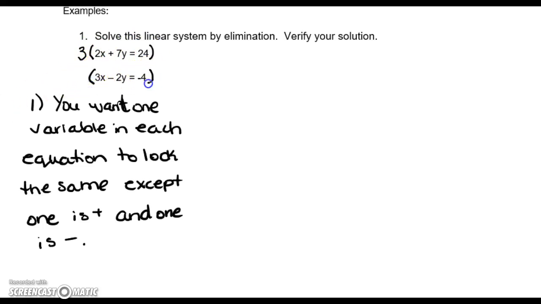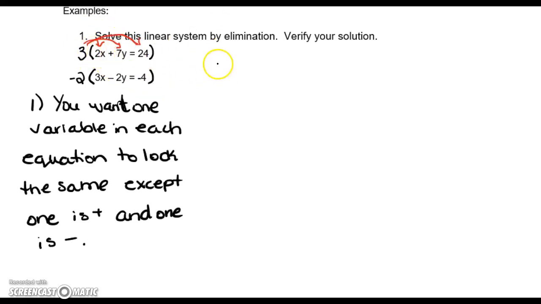So then in my second equation, now I want negative 6. So if you multiply by negative 2, that would make this first value negative 6. Because remember, you want one positive, one negative. So from here, I'm going to go ahead and distribute this 3 into each part of my equation.